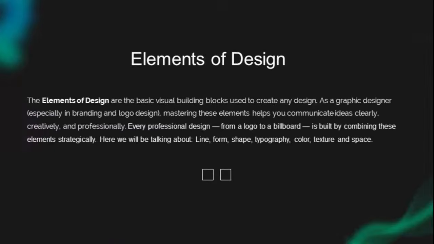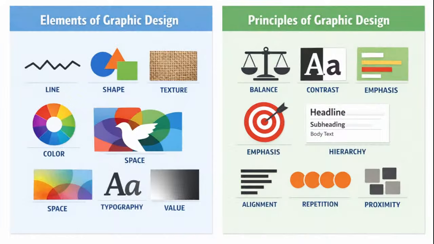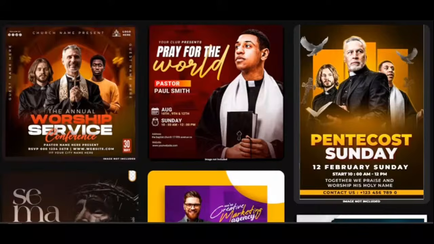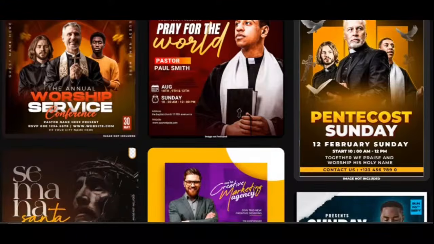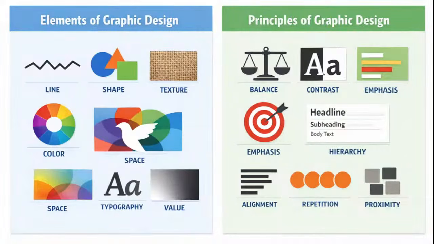Today our discussions will be on the elements and principles of graphic design. By the end of this class, students should understand the elements of design, understand the principles of design, and see designs like professional designers. Graphic design is not just about making things look beautiful. It is about communicating visually. Designers use certain building blocks and rules to create effective designs. These building blocks are called elements of design, and the rules for arranging them are called principles of design.